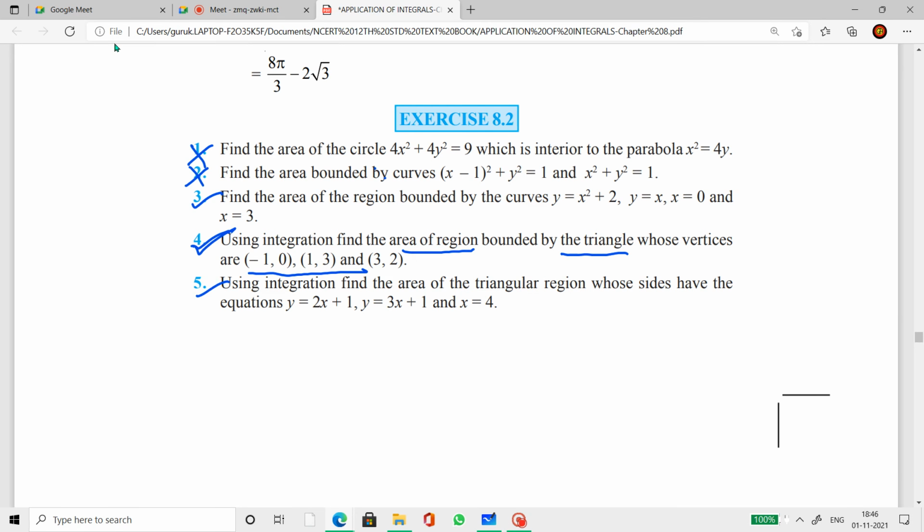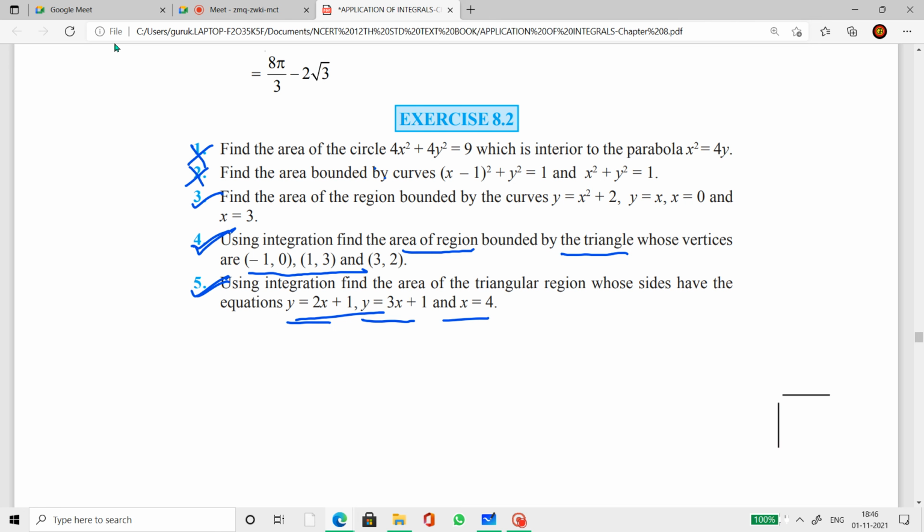Question number 5, where the equations of the sides of the triangle are given to us. Previously the vertices were given, so we needed to find the equations of the line segments formed by these vertices, or the sides of the triangle. Here the sides' equations are given to us. Even here we have to solve to find the vertices. Either way, we need both pieces of information, the equations and the vertices. So here equations are given, so let us solve them and find out the vertices.